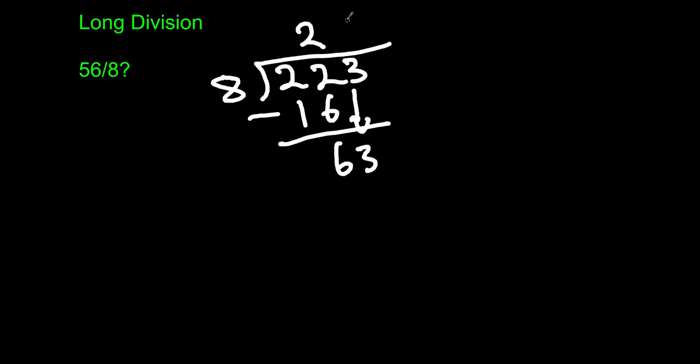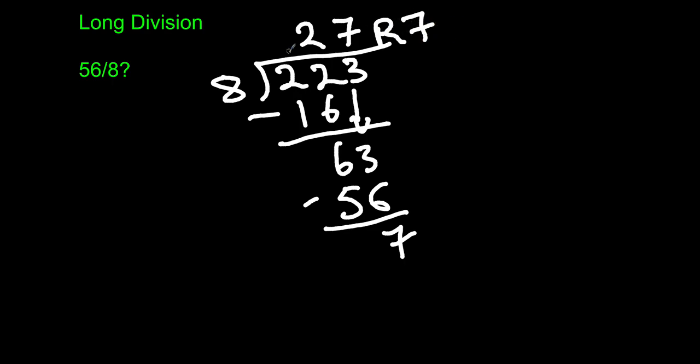8 goes into 63 7 times. 7 times 8 is 56. If you subtract 56, you get 7. 8 goes into 7 0 times, so there's a remainder of 7. So 27 with a remainder of 7. And 8 is not a factor of 223, and neither is 27. So that's a reminder of how you do long division.